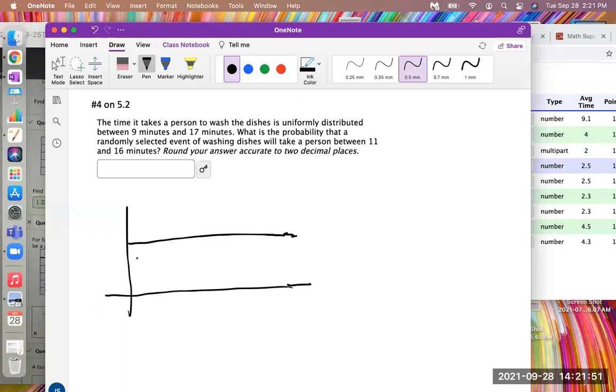Sometimes it starts at 0, between 0 and wherever it stops. Here they say between 9 and 17 minutes. So we can say that it starts at 9 minutes here and it goes all the way to 17 minutes. And it just means there's a rectangle. We can just think of the distribution as being a rectangle like this.